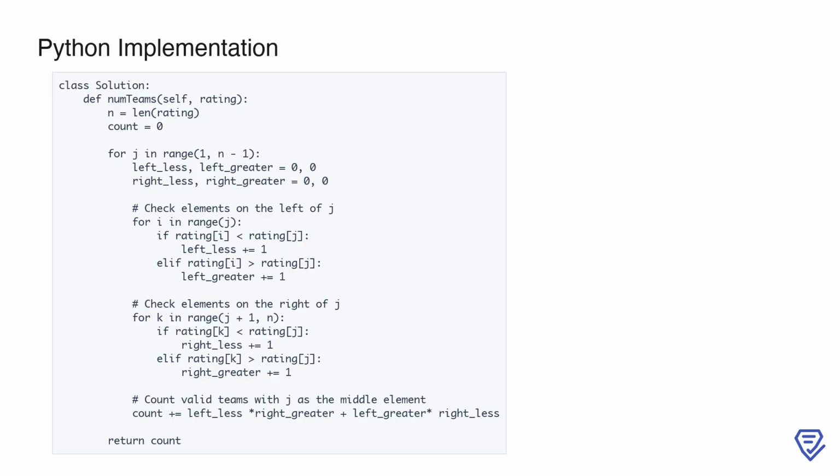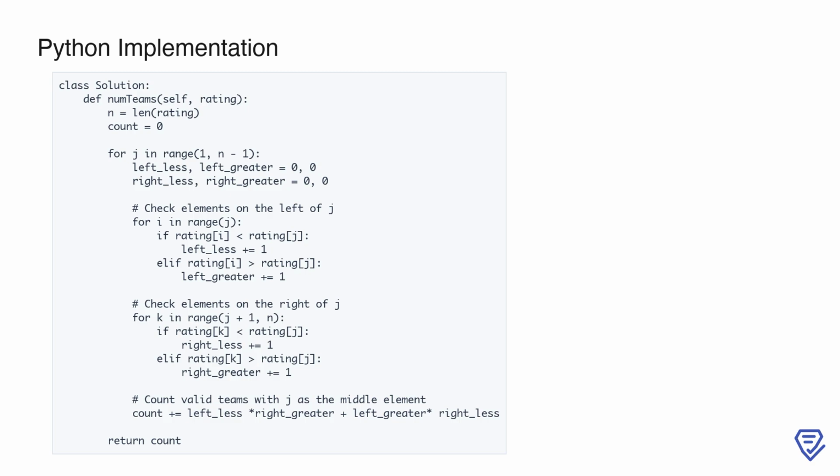A valid team can be formed either in strictly increasing order, rating[i] < rating[j] < rating[k], or in strictly decreasing order, rating[i] > rating[j] > rating[k], where i < j < k. The key insight here is to treat each element in the array as the middle element of the team, rating[j]. For each such middle element, we count how many numbers to its left and right satisfy the conditions for forming a valid team.